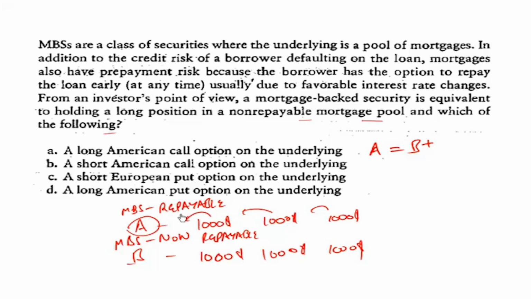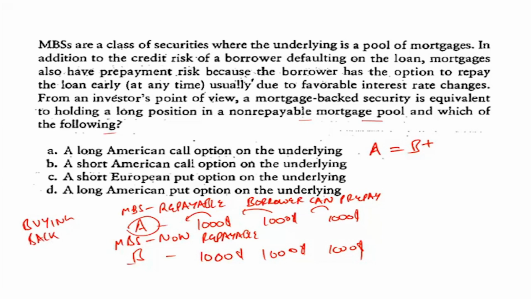Now please understand, in a repayable mortgage-backed security, the borrower can repay or he can prepay the loan. In other words, when he is prepaying, is he buying the bond back from you? You can say that he takes the bond back and pays you the principal amount or whatever is outstanding. So prepayment is similar to buying back the bond or buying back the security.